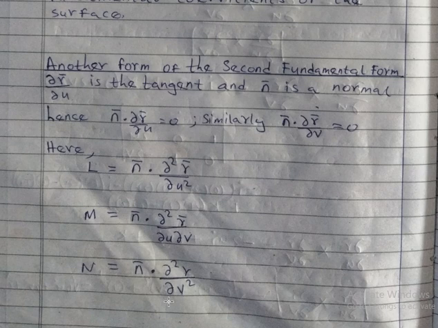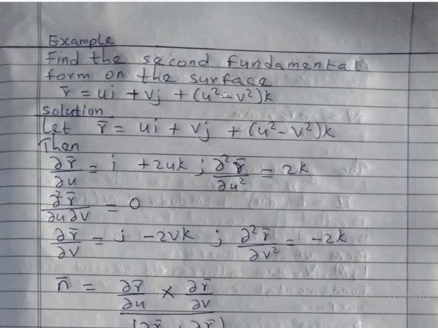So in this example, you are told that the surface is r equals ui plus vj plus k times u squared minus v squared. So we partially differentiate with respect to u. When you differentiate ui with respect to u, you'll get 1, so that's why we have i. When you differentiate v with respect to u, you'll get 0, that's why we have 0j. When you differentiate u squared minus v squared with respect to u, we are going to get 2u, that's why you have 2uk. So partial r partial u will be i plus 2uk.